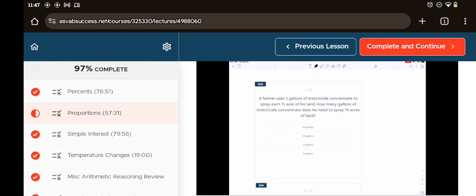Question number 1 says, a farmer uses 3 gallons of insecticide concentrate to spray each half acre of his land. How many gallons of insecticide concentrate does he need to spray 14 acres?